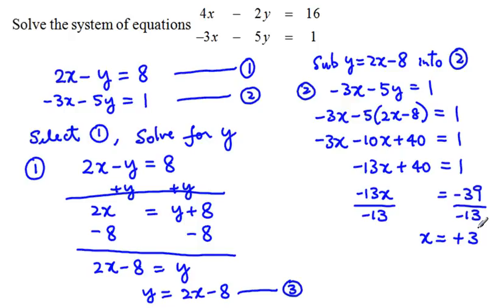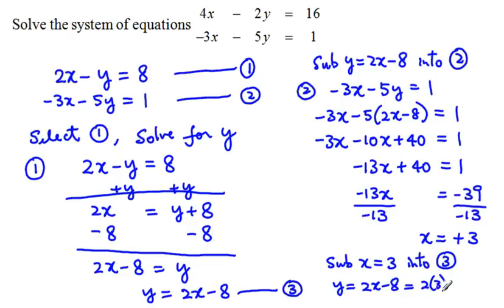We got one of the variables, but we still need to find the other. So I will substitute x equals 3 into equation 3. Equation 3 is probably the best because you already have the y by itself. So y equals 2x minus 8, which equals 2 times 3 minus 8. And we have 6 minus 8, which is negative 2.